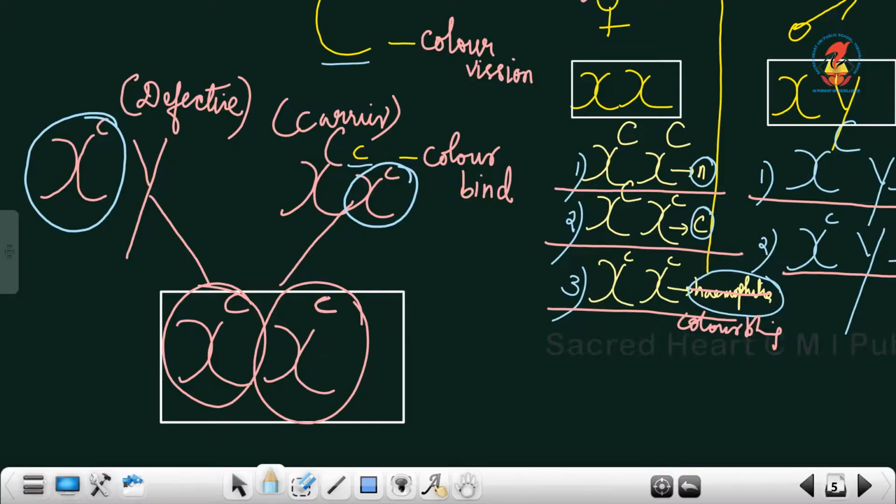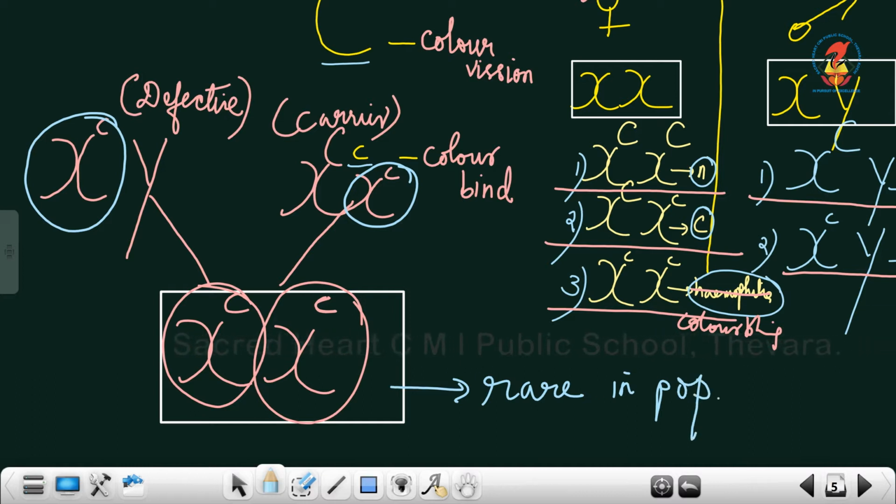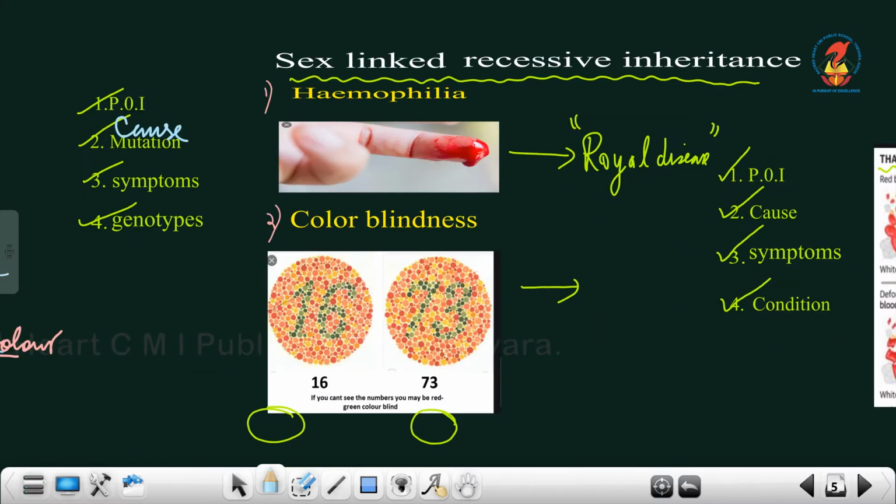Therefore, it's very rare. Females are rare in the population having the disease, very rarely found in a population. Colorblind females and hemophilic females are very rare in the population. This is the reason. Once again, a recap. I clubbed hemophilia and colorblind because the 4 points are common. Not 4 points, the third point only, there's a difference. Once again, we'll go a quick recap.